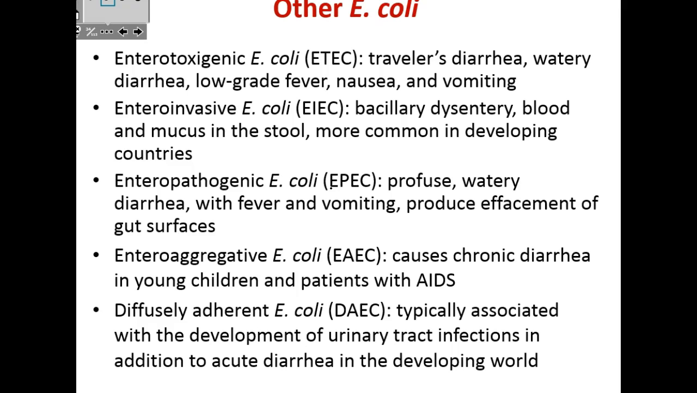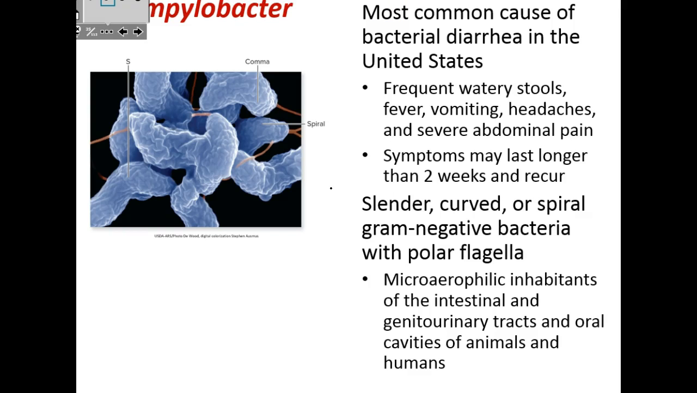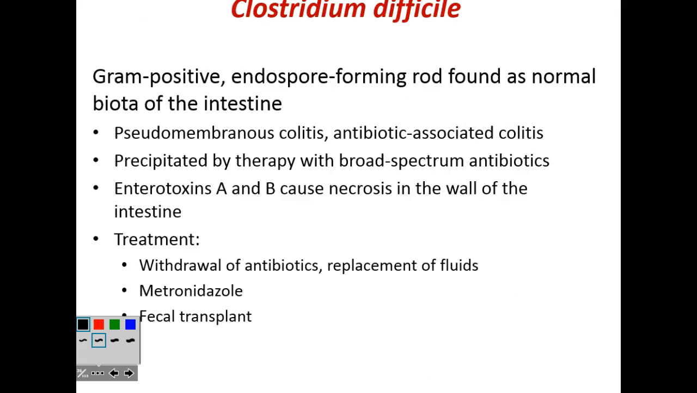So somebody earlier said that E. coli could cause urinary tract infections. Here it is right here, in addition to acute diarrhea in the developing world. Campylobacter is the most common cause of bacterial diarrhea in the United States. It's a slender, curved, or spiral gram-negative bacteria with polar flagella.